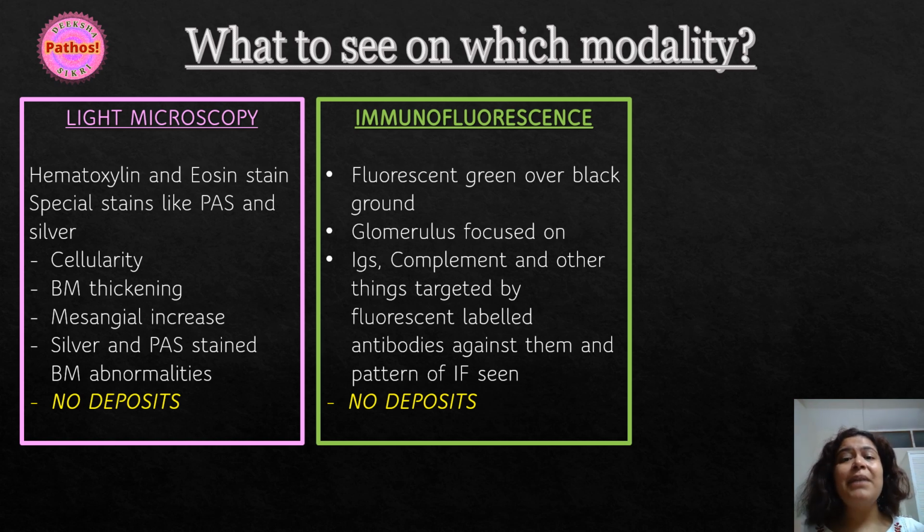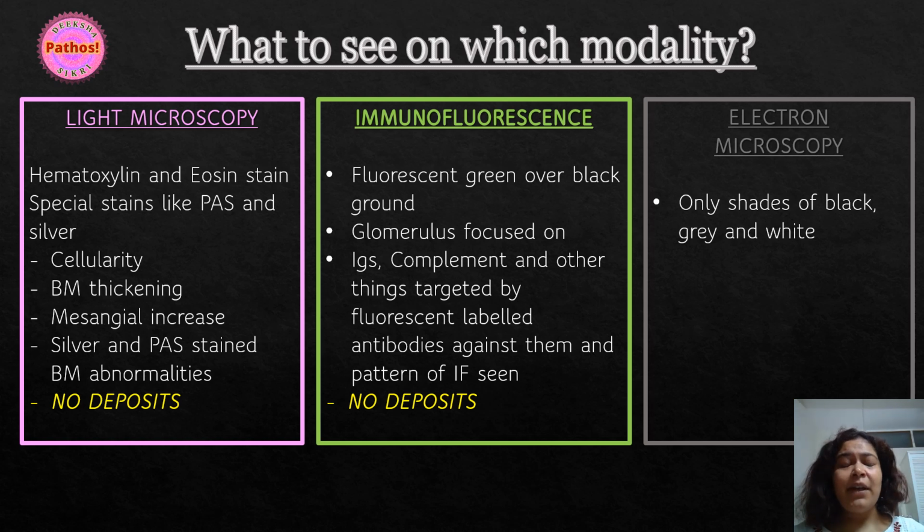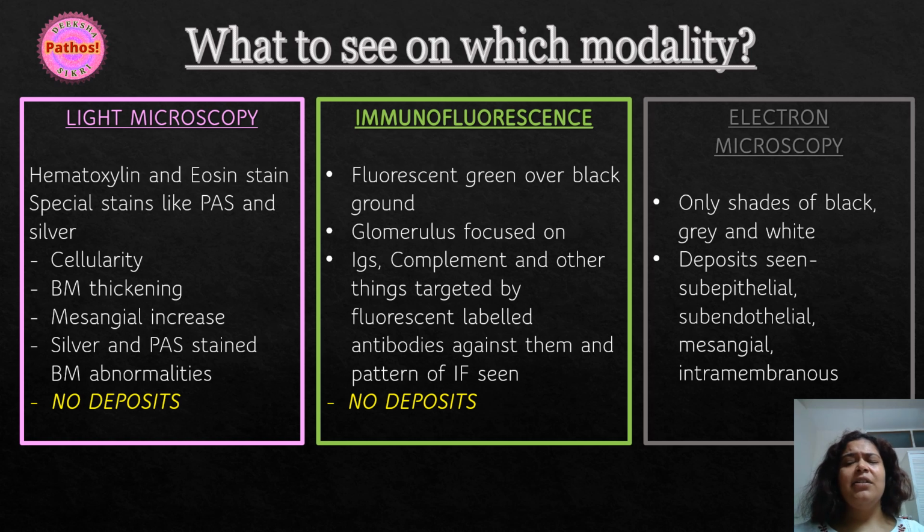Of course, deposits are being highlighted, but the site will not become very obvious, as much as it would on the next investigation, and that is electron microscopy. So electron microscopy pictures will be in shades of black, gray, and white, and the deposits seen will be subepithelial, subendothelial, so that the actual location of the deposits will be clear on electron microscopy. Immunofluorescence will give you an idea, but you cannot always be 100% sure because the same pattern could occur due to different sites of deposits, right?